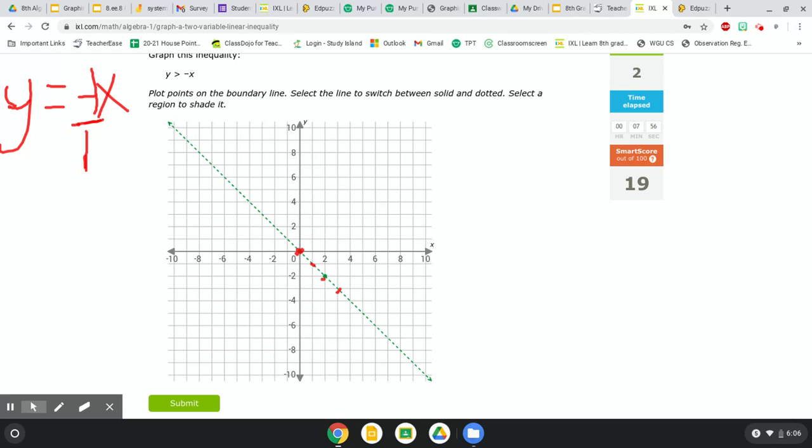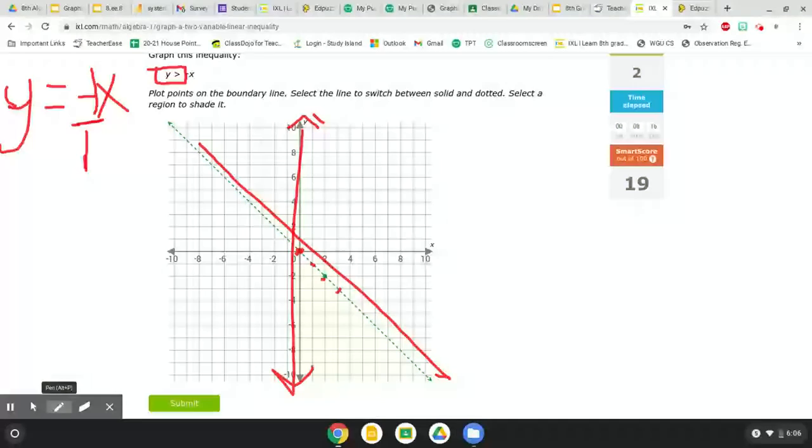Now I have to determine where it's going to be shaded. So again, I look at this first part here where it says y is greater than. Y is greater than. So from this line that I have going on here, I want all of the y values. So I'm looking at my y-axis here.